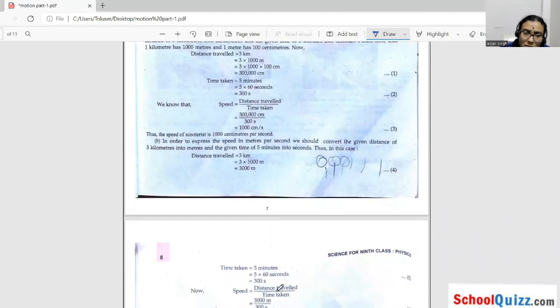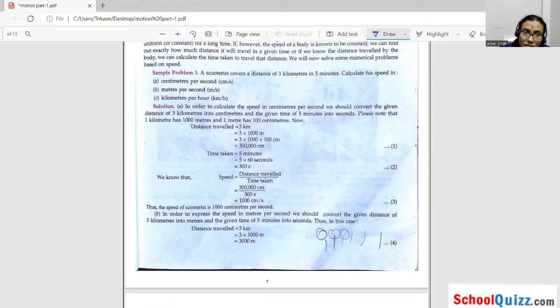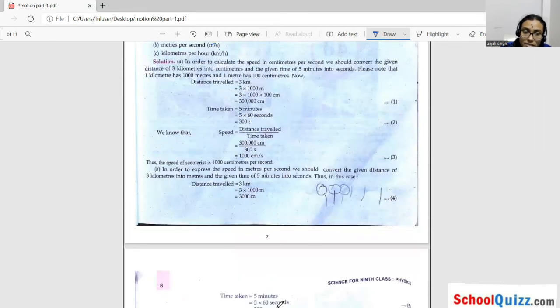Here is one example. Please see the slide and solve this example. It is very easy. You have to convert the units. Everyone knows that 1 hour is equal to 60 minutes and 1 minute is equal to 60 seconds. In the case of meters also, 1 kilometer is equal to 1000 meters, and the relation between meter and centimeter. Clear, everyone?